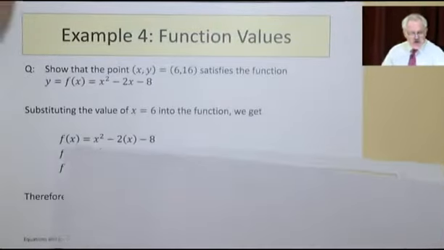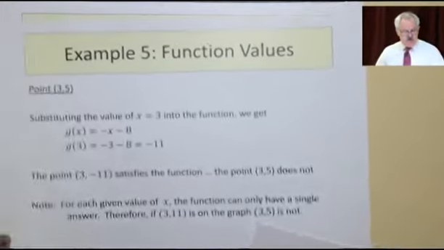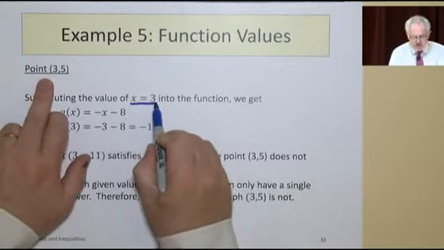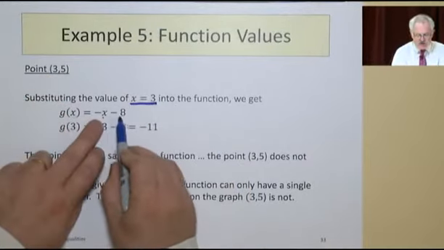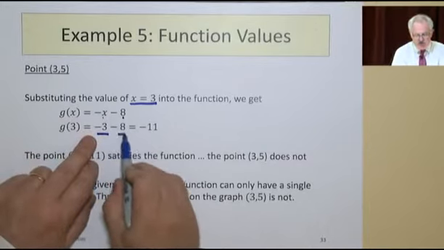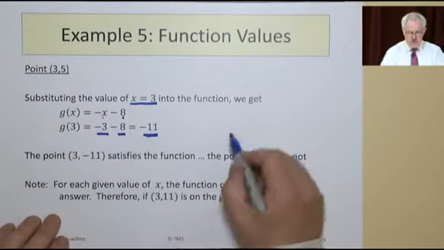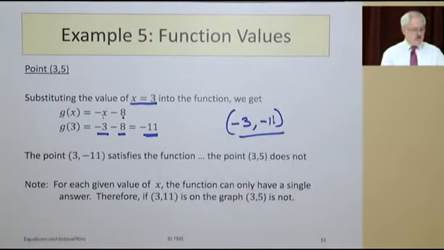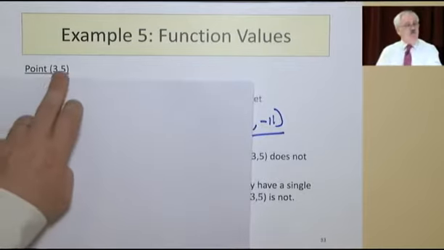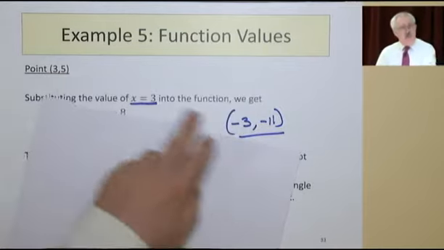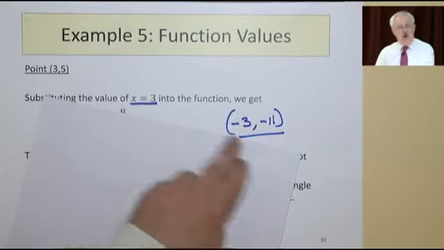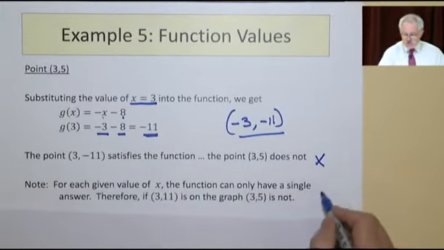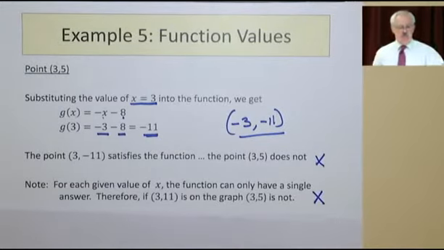Now, let's look at the next point here. And we'll see if this point, (3, 5), satisfies the function. When x is 3, g(x) is minus x minus 8. Minus 3 minus 8 is minus 11. So this says that the point (3, minus 11) is on the graph. We wanted to see if the point (3, 5) was on the graph. Is (3, 5) on the graph? No. (3, minus 11) is. So this does not satisfy the function. This is not on the graph. Is that okay?